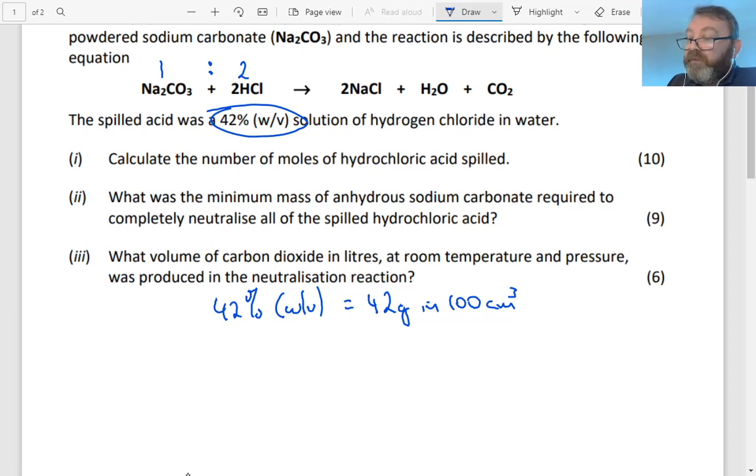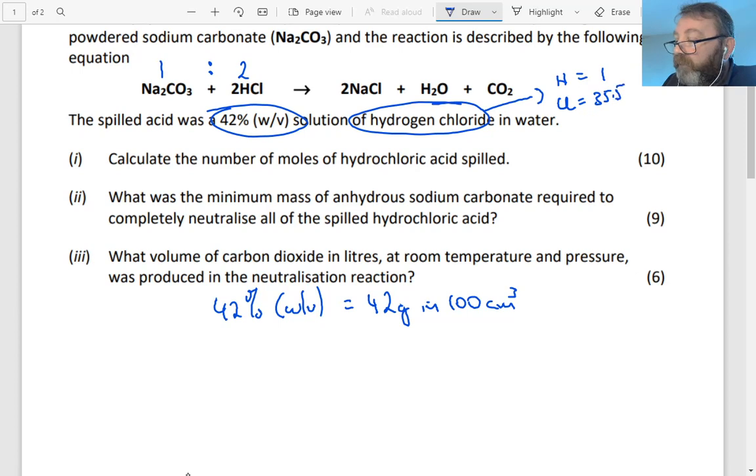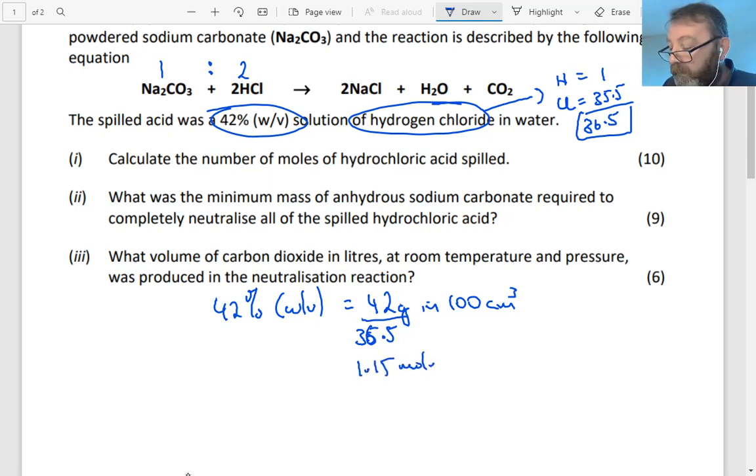What are we dealing with? We're dealing with a solution of hydrogen chloride in water. Now, hydrogen chloride, as we know, is H and Cl. H has a mass of 1, chlorine has a mass of 35.5, so therefore the total molecular mass of hydrogen chloride is 36.5 grams. So I'm going to turn this into moles by dividing by 36.5 and see what I have at least in the 100 centimeters cubed. So 42 divided by 36.5 works out as 1.15. So I have 1.15 moles in 100 centimeters cubed.